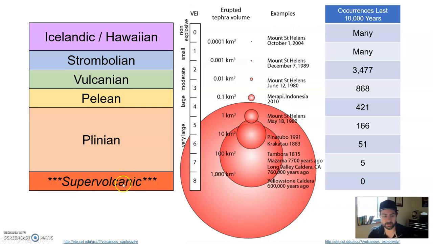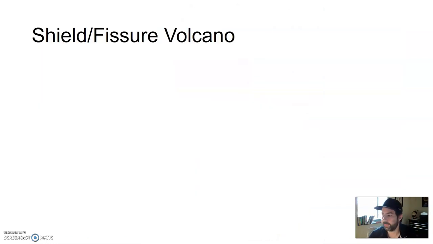More on super volcanoes later. So those are the styles of eruptions. And now let's talk about the types of volcanoes. And we'll again go from kind of low explosivity to high. So first, starting off with shield or fissure volcanoes.